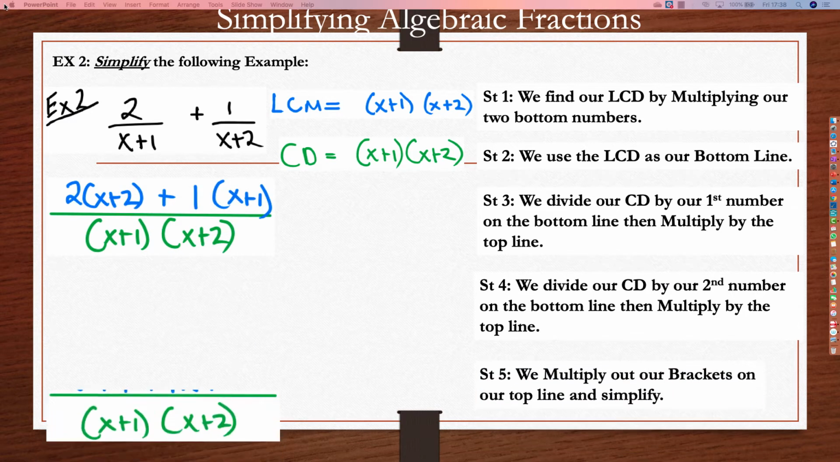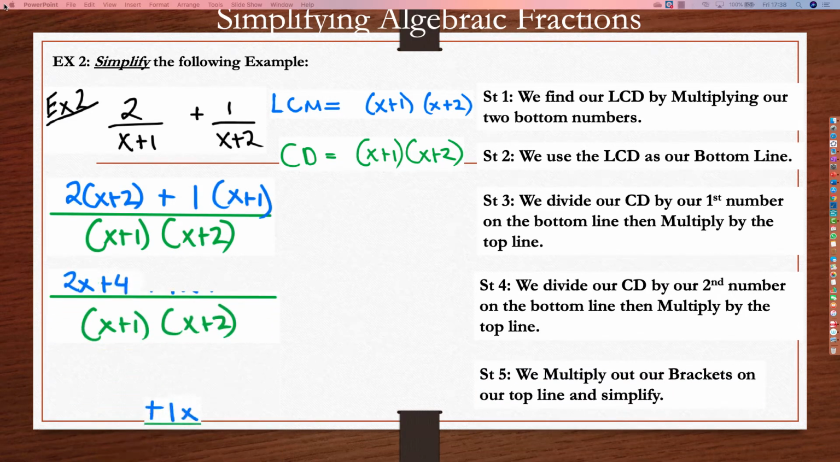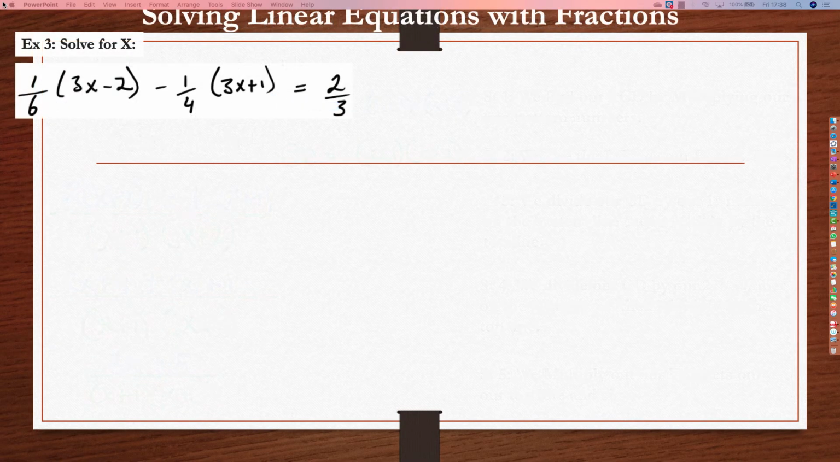2 times x is 2x, 2 times 2 is 4, 1 times x is 1x, 1 times 1 is 1. 1x and 2x is 3x plus 5. Is that alright? So, let's come up there next.